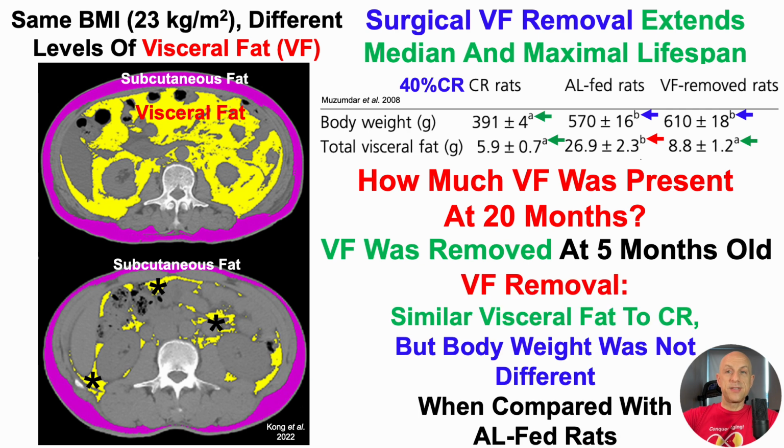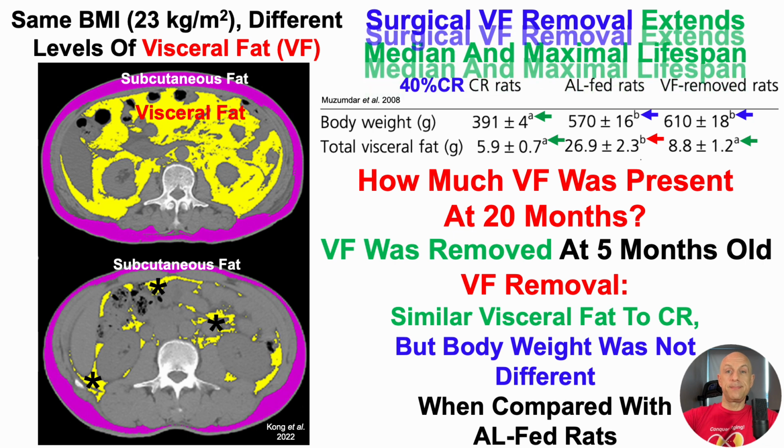So to summarize this, for the group that had their visceral fat removed, they had a similar level of visceral fat at 20 months of age to rats that were on CR. But body weight was not different when compared with the ad lib group. So in other words, if visceral fat impacts lifespan, they may be doing it without calorie restriction.